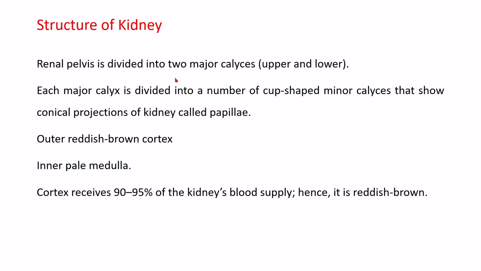The renal pelvis is divided into two major calyces, upper and lower. Each major calyx is divided into a number of cup-shaped minor calyces that show conical projections of the kidney, called renal papillae. The cortex is reddish brown in color due to high vascularity, and the inner medulla is pale. The cortex receives 90 to 95% of the kidney's blood supply, hence it is reddish brown.